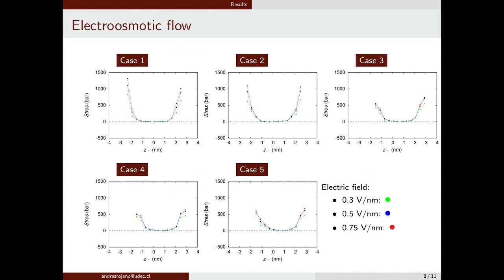Here we see the shear stress profile across the channel. Here we can also see that as charge inversion is being developed in the system, remember that charge inversion is not occurring for case 1 and is increasing for cases 2 to 5, we can see from the shear stress that there is a decay in the maximum shear stress experienced in the proximity of the wall. This could be explained by the lengthening of the electrical double layer, as it now contains an extension where the reversion of the nominal charge is occurring.